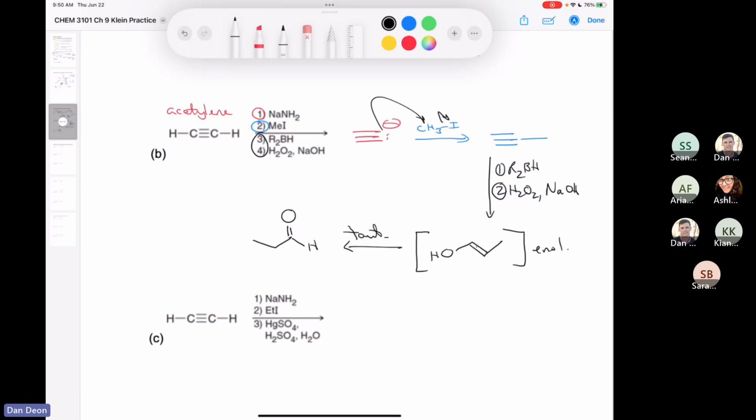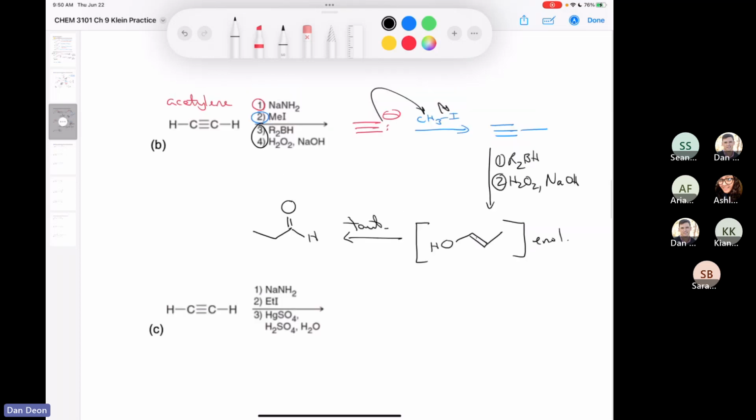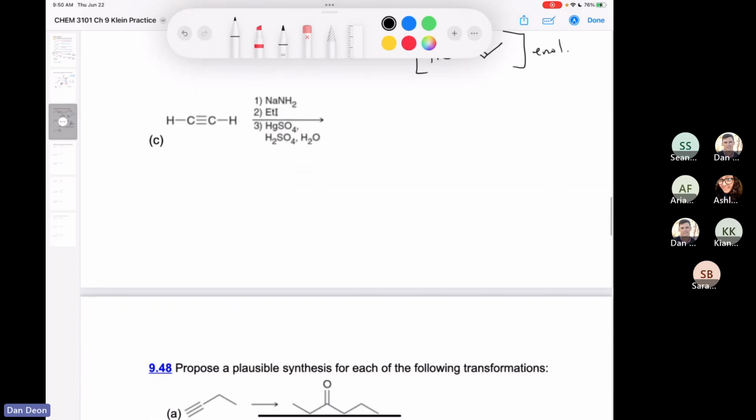The next one is in a similar vein. The first 2 steps, no, actually they're not identical, are they? So I'll just do the first 2 steps kind of in one here because I think we've got this one down. We do a deprotonation followed by a treatment with ethyl iodide. And then in the next step, we're going to treat this with mercuric sulfate, sulfuric acid, and water. So I'll just scribble all those down here.